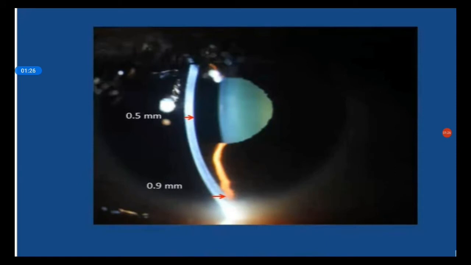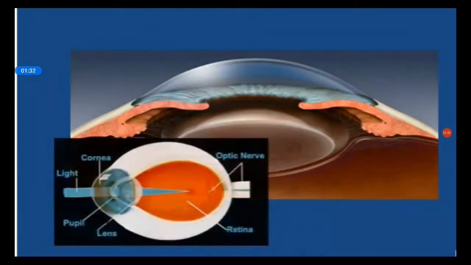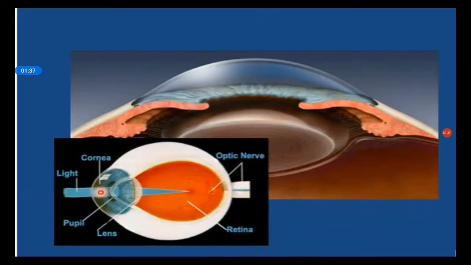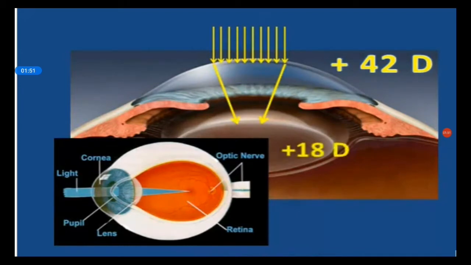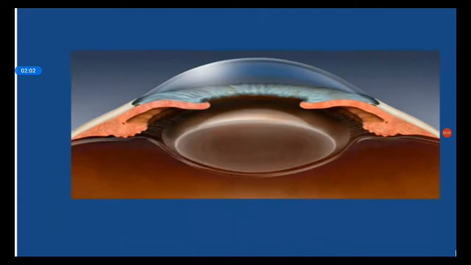The cornea has a thickness of 0.5 millimeter in the center and 1 millimeter toward the limbus. Light coming from the external world will pass through the cornea, then through the lens to get focused on the retina. The cornea is a very strong plus lens of a power of plus 42, while the crystalline lens has a power of only 18. So the cornea makes up 2/3 of the total optical power of the eye.